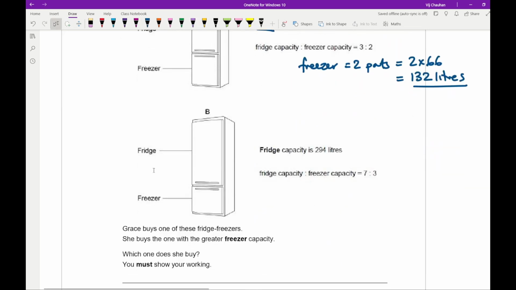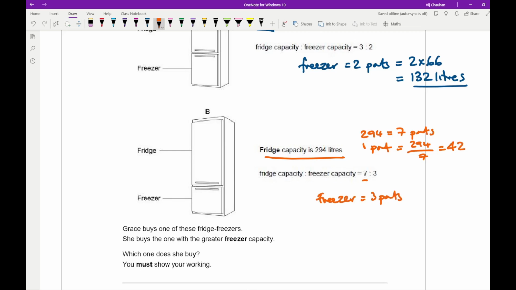Then what I need to do is work out the freezer capacity for fridge freezer B. Here we know that the fridge capacity is 294. So that means that 294 equals 7 parts. Then to work out 1 part, I need to do 294 divided by 7. And again, you can either use a calculator or use the bus stop method, and if you treat this question like a non-calculator, you would definitely test yourself. So we get 42. Therefore, the freezer is 3 parts. So that's going to be 3 times 42, which gives me an answer of 126 litres.